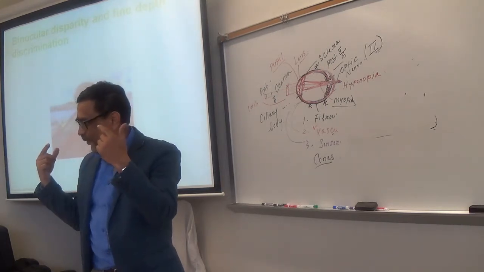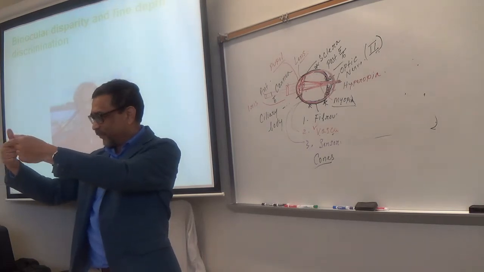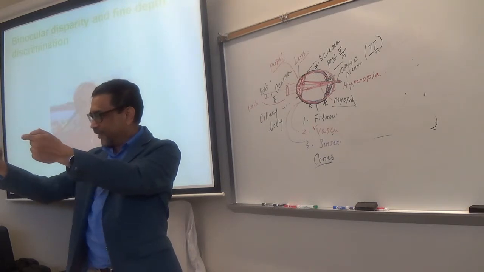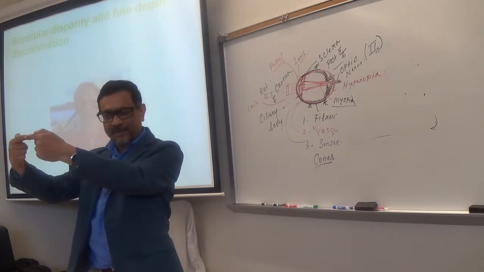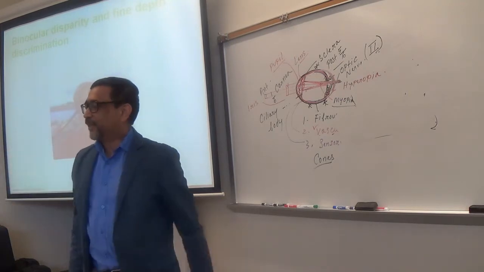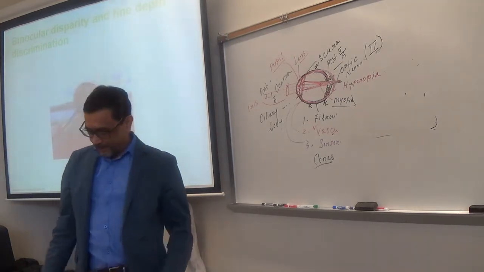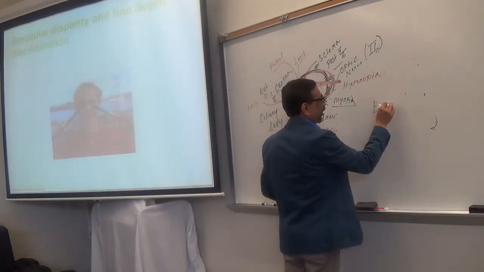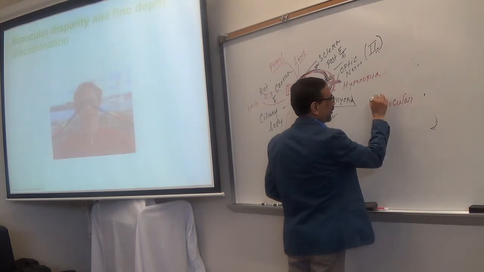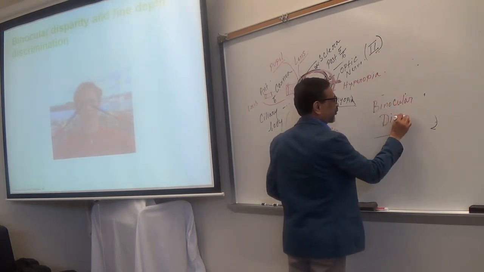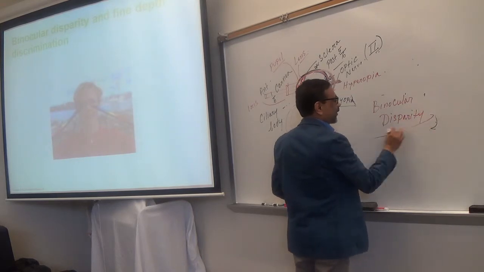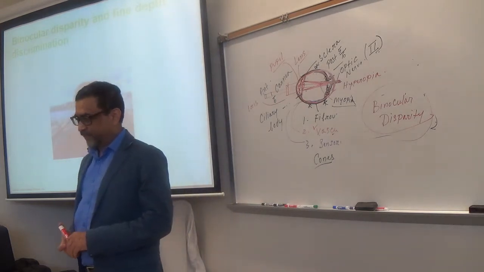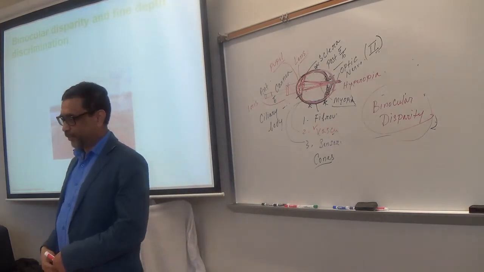Make sense? If I ask you to put your fingers together with both eyes open, you can easily do that, right? With one eye closed, you will miss. Okay? So that is called binocular disparity. Your both eyes are needed for 3D perception. Clear? 3D perception. Okay.